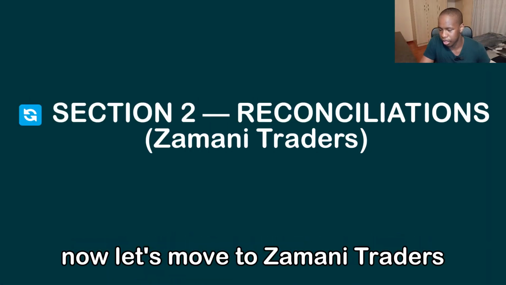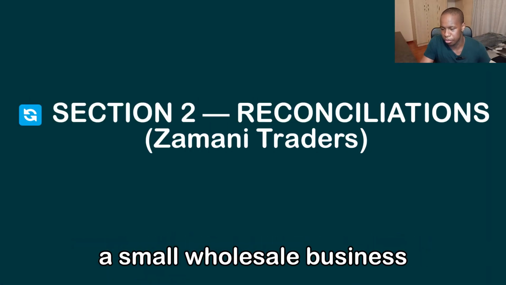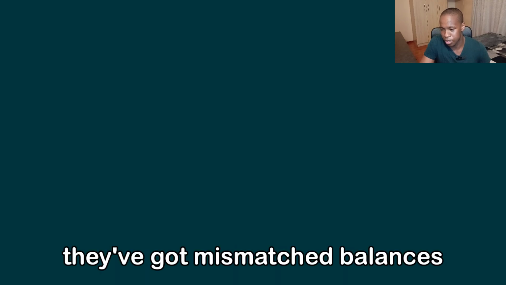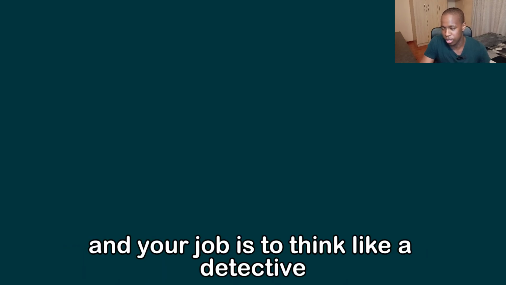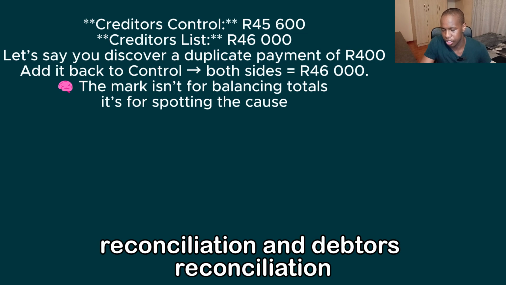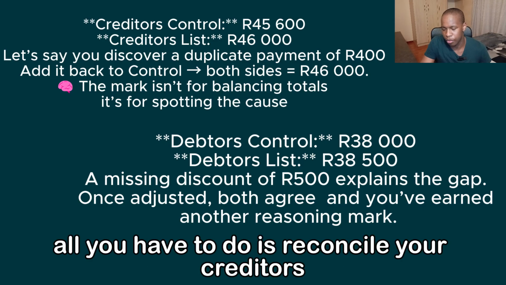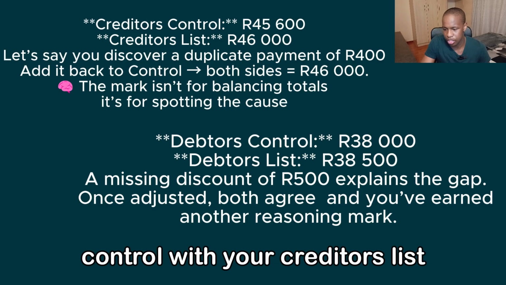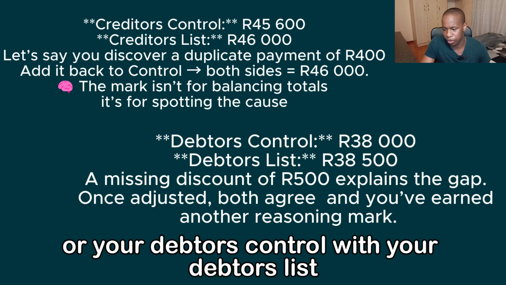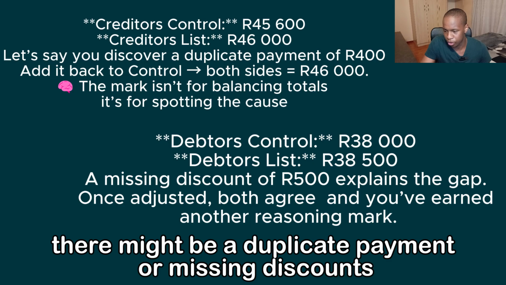Now let's move to Zamani Traders, a small wholesale business. They've got mismatched balances and your job is to think like a detective. With creditors reconciliation and debtors reconciliation, they are quite similar. All you have to do is reconcile your creditors control with your creditors list or your debtors control with your debtors list. There might be a duplicate payment or missing discounts.